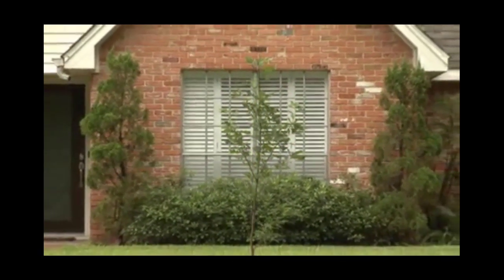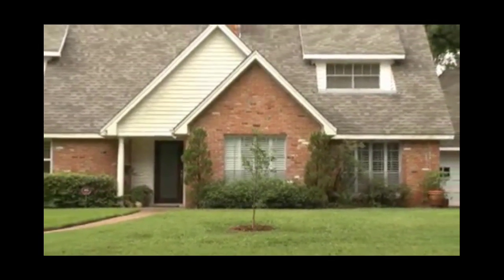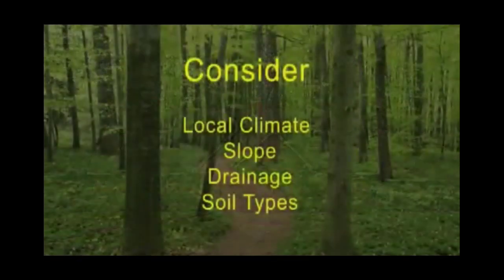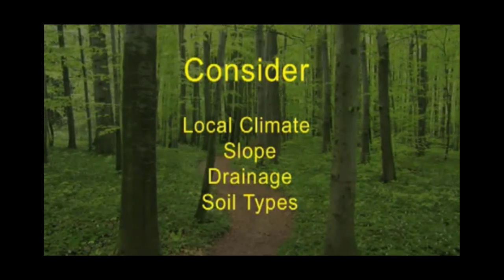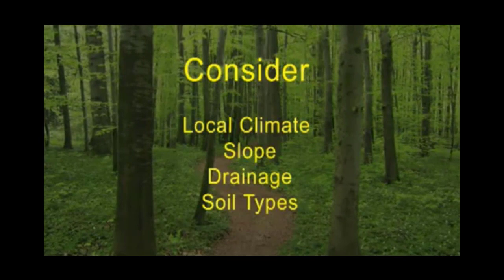Your objective is to keep the root ball moist and to supply enough water to wet the surrounding soil. Remember, these formulas are just guidelines. You may have to increase or decrease the amount of water you apply depending on your local climate conditions, the slope, drainage, and soil types.